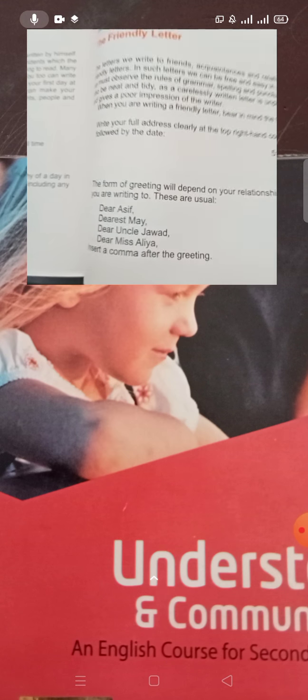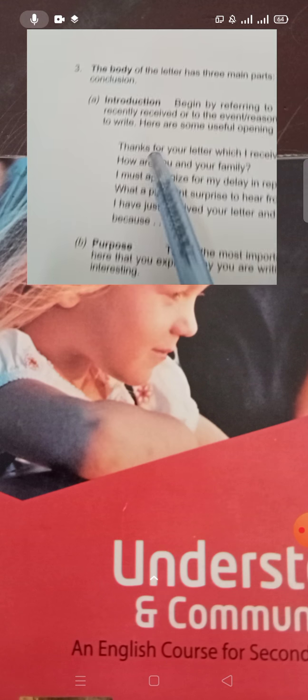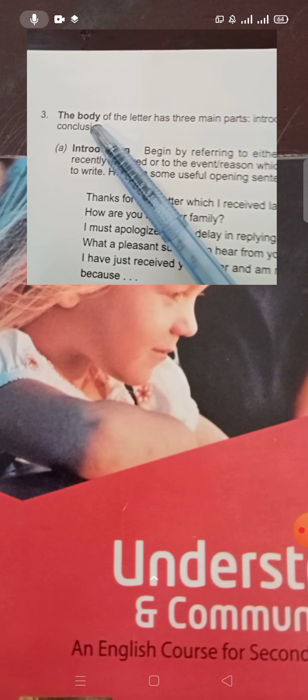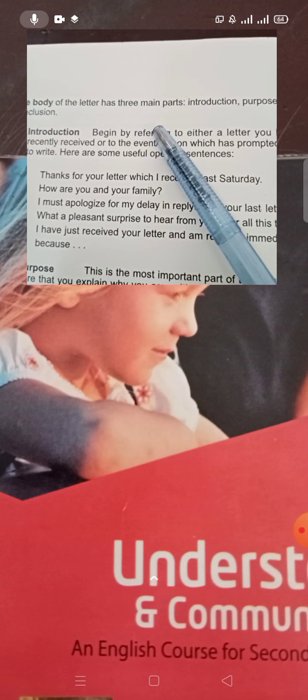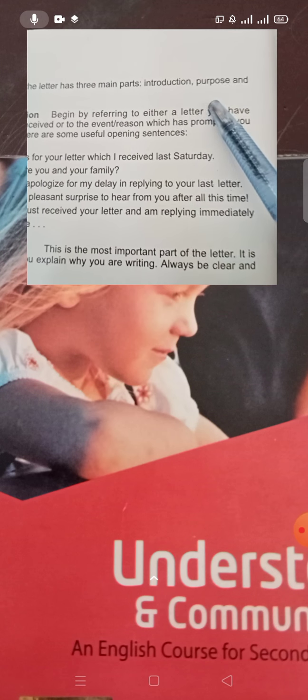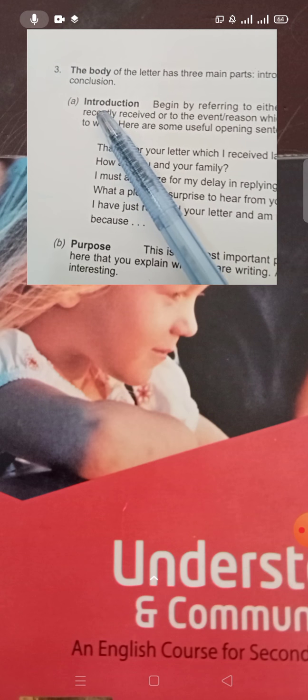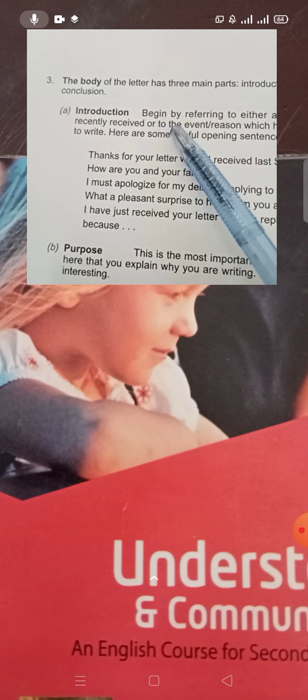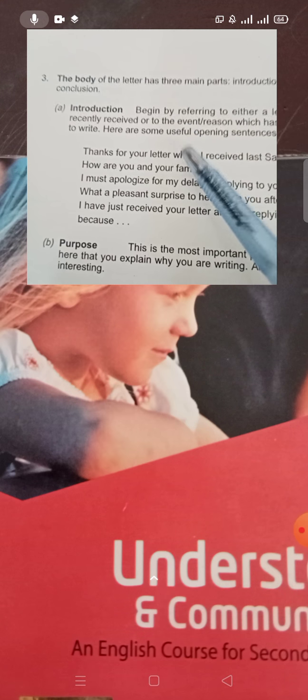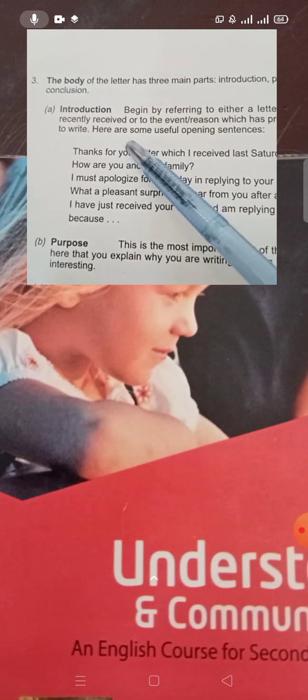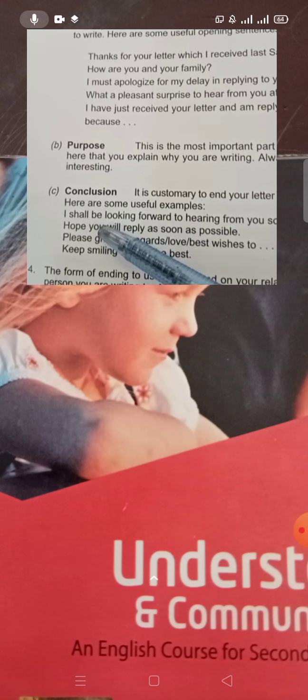Now turn your page. Point number 3, the body of the letter has 3 main parts: introduction, purpose, and conclusion. Keep these points in your mind whenever you start writing any letter. First you write the introduction, then the purpose, then the conclusion.